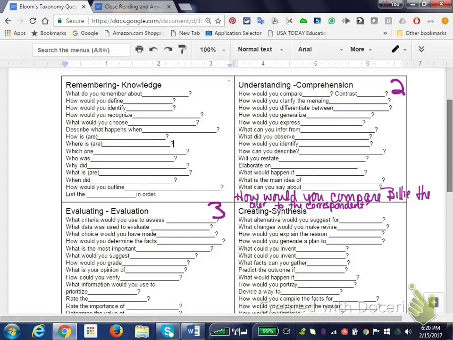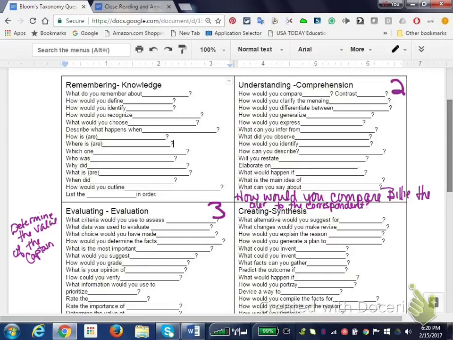For evaluation, I'm just going to take the bottom one of that and talk about determining the value of. So my first evaluation one would be: determine the value of the captain. Notice that most of mine are going to be based upon the characters and the character study.